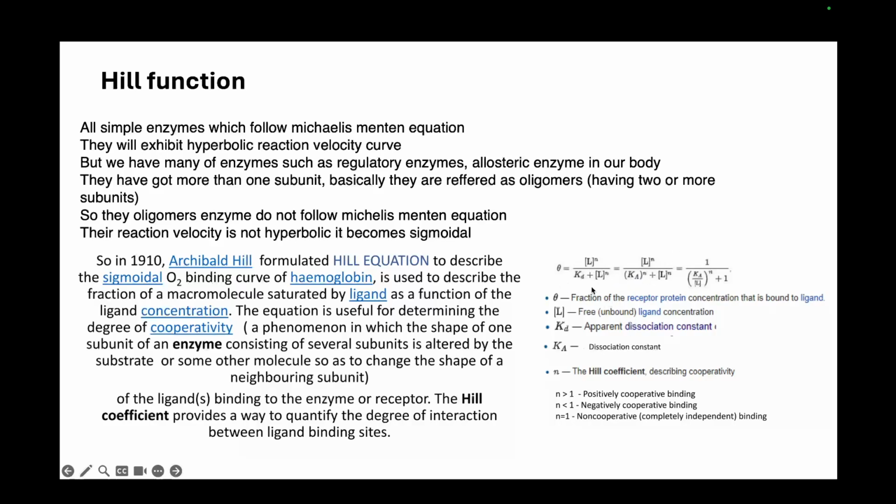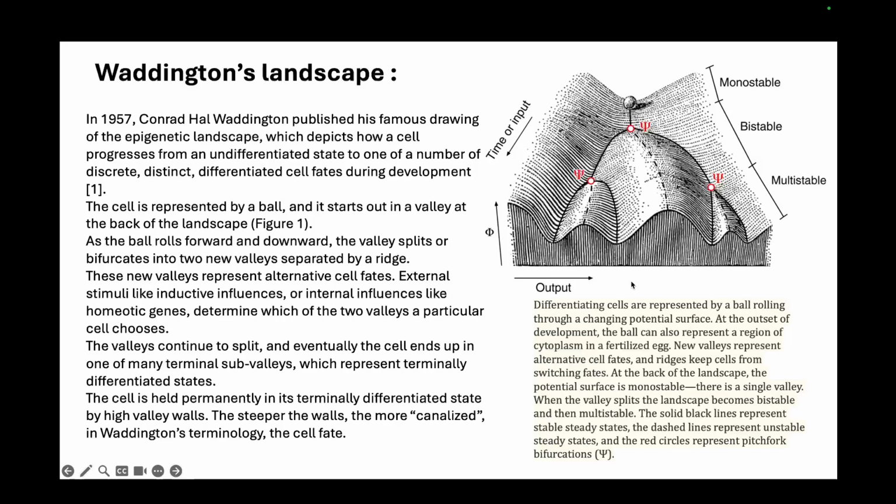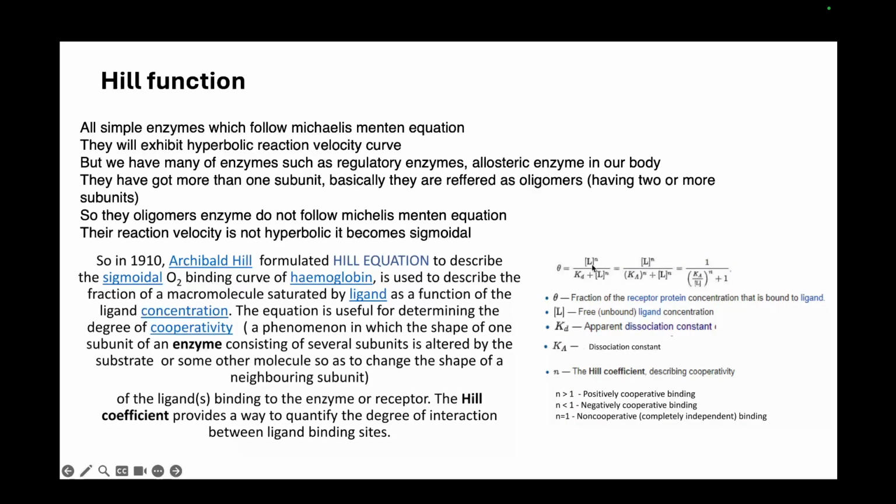So they have just changed the values here a little bit. So basically this K value will depend on what you are trying to model, but ultimately this is the form of the Michaelis-Menten equation. So this n you see, L to the power n, this n is known as the Hill coefficient, which describes the cooperativity.